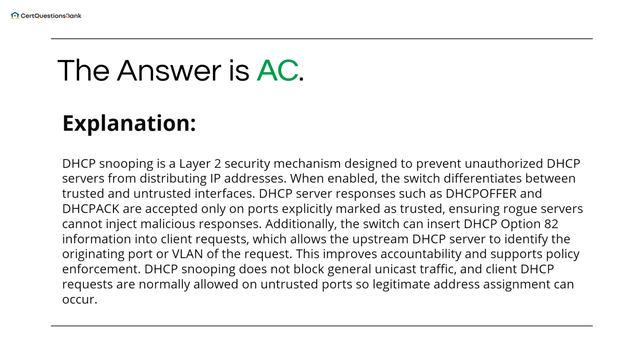Additionally, the switch can insert DHCP option 82 information into client requests, which allows the upstream DHCP server to identify the originating port or VLAN of the request. This improves accountability and supports policy enforcement. DHCP snooping does not block general unicast traffic, and client DHCP requests are normally allowed on untrusted ports so legitimate address assignment can occur.